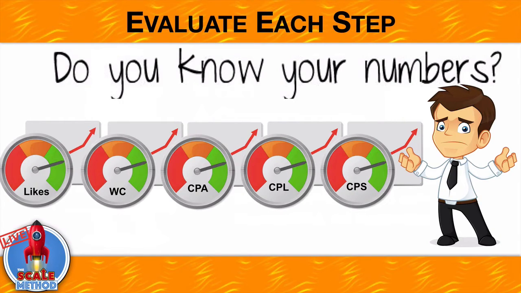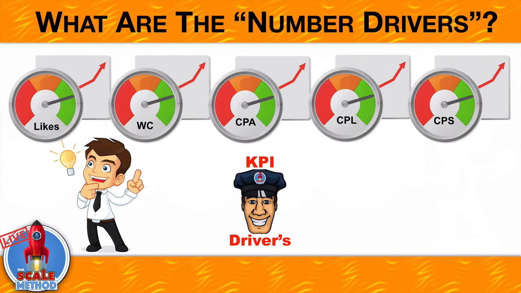So you want to know your most critical numbers. Do you know predictably how much it costs for you to get a like? What about a website click back to an article or a landing page? What about a cost per action? Do you know what the average video view is for you? What is your average cost per lead? Or what's your average cost per sale? You see, each one of these dials is a KPI driver.